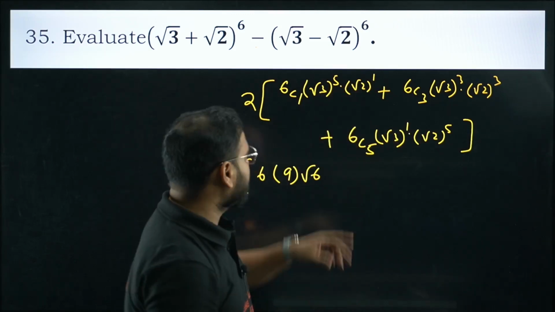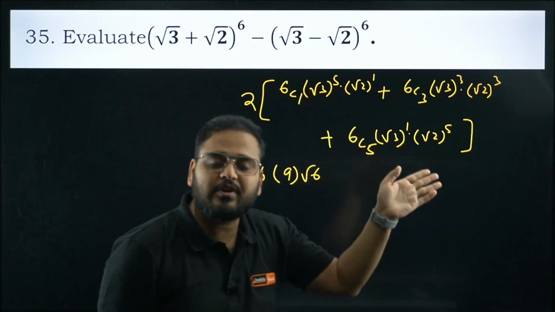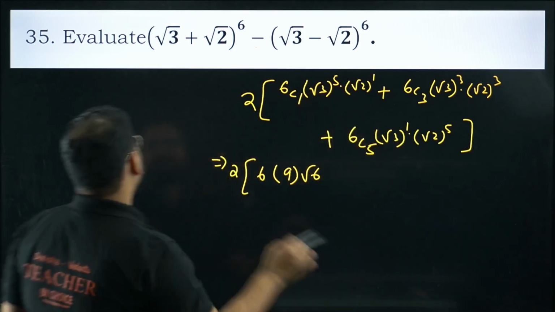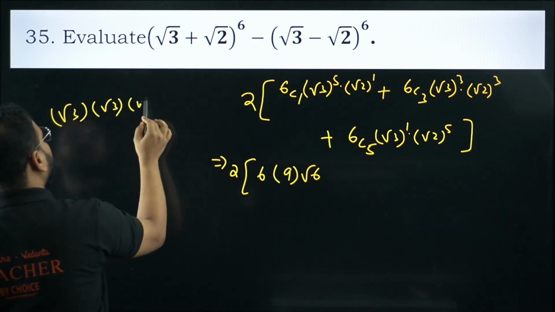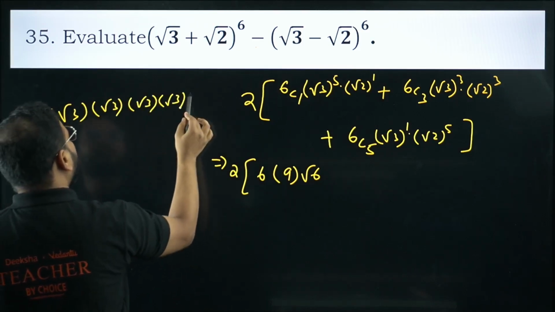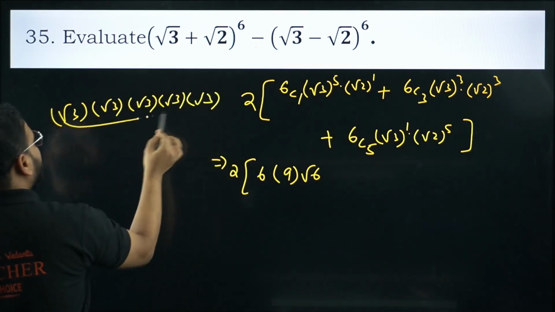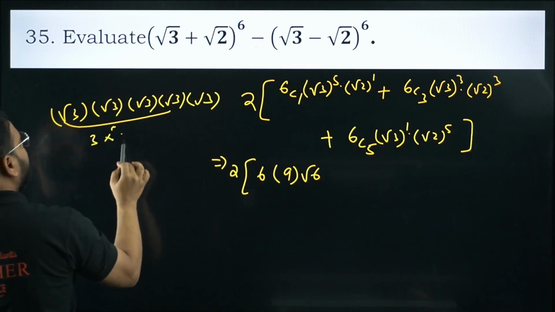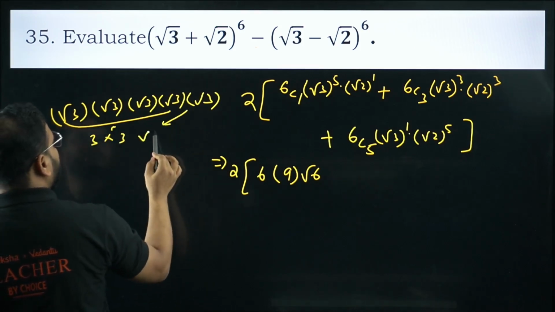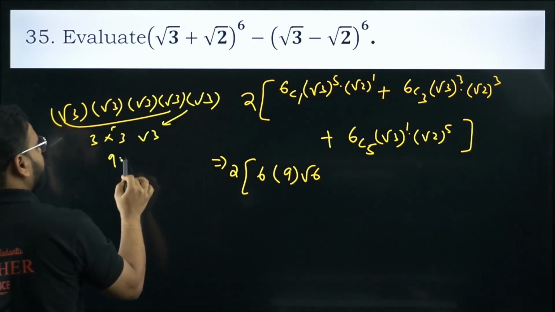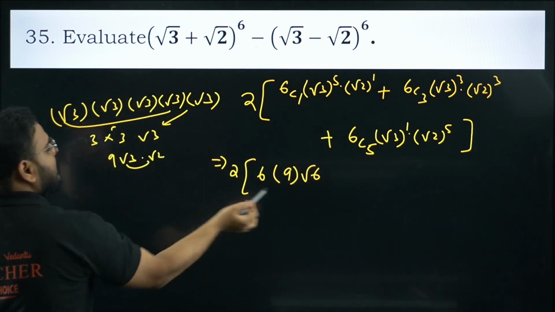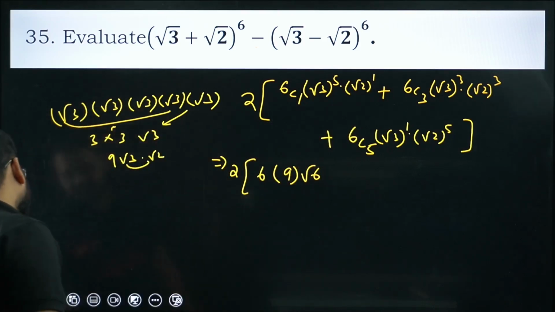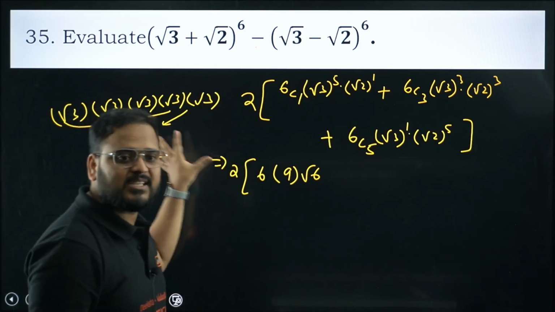I can explain again. Root 3 power 4 will be root 3 into root 3 into root 3 into root 3. This will become 3 into 3, and this will be as it is, root 3. What I get? 9 root 3. We already have root 2 also here. It will become 9 root 6 only. I've written the same thing. I'll erase this part. This is okay, right? Okay.